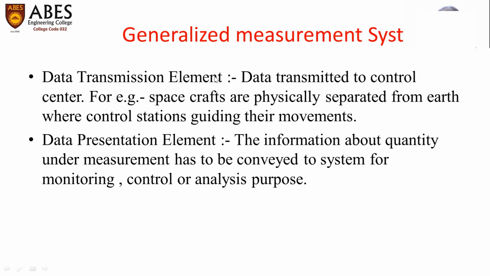Now, data transmission element, data transmitted to the control center. For example, spacecrafts are physically separated from Earth, where the control station is guiding their movements. So for that, they keep needing the data, right? And the spacecraft, which is physically apart, gets connected, they are in the region where the signal is transmitted, and at the Earth station, the signal can be received and further communication can be done.